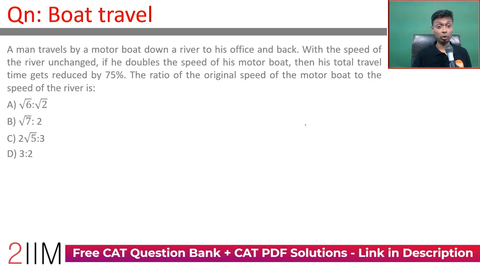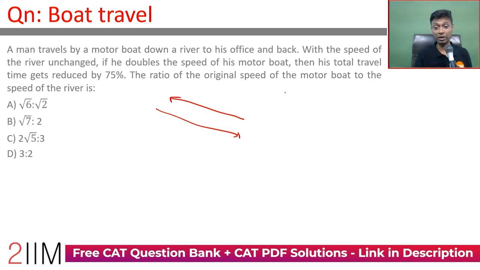A man travels by a motorboat down a river to his office and back, with the speed of the river unchanged. If he doubles the speed of his motorboat, then his total travel time gets reduced by 75%. The ratio of original speed of the motorboat to the speed of the river is, let's say, it goes down and then comes back up.